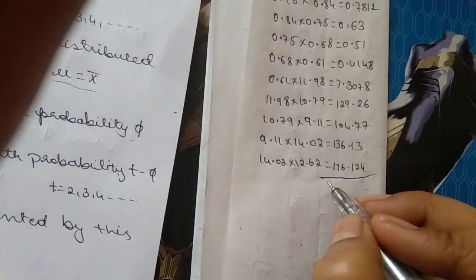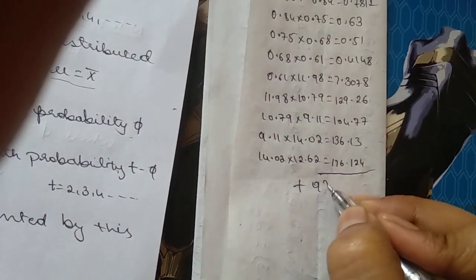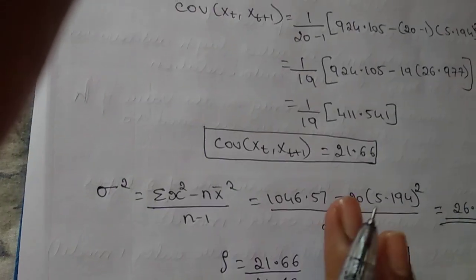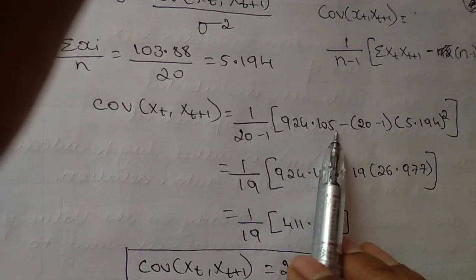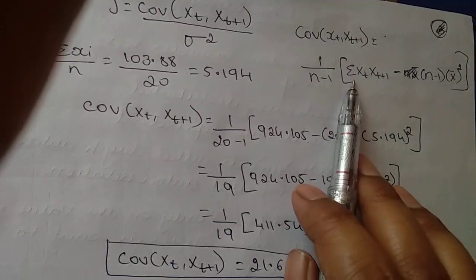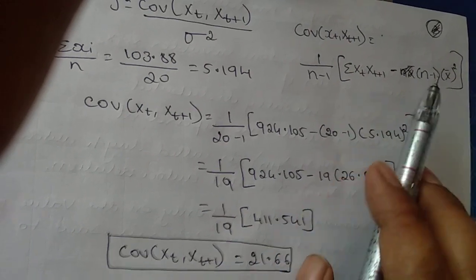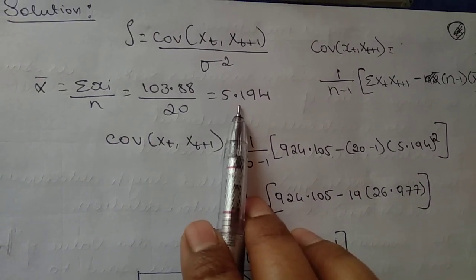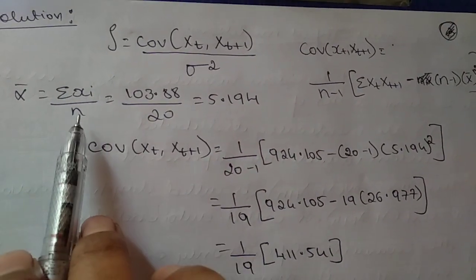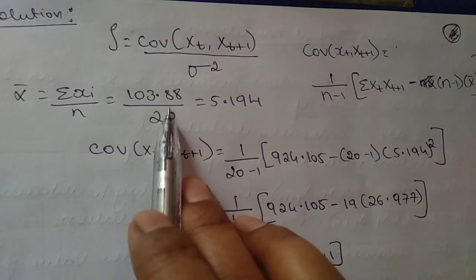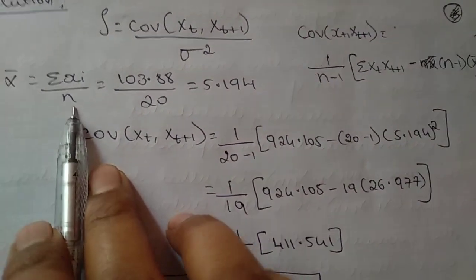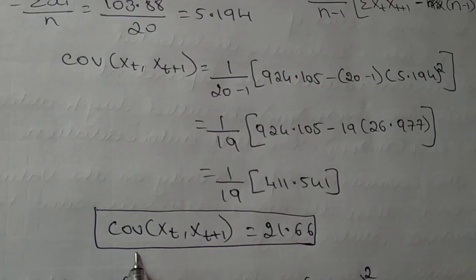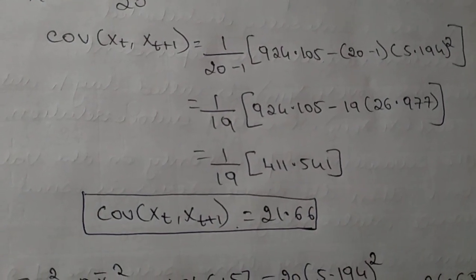Then if you sum all these things, you will get 924.105. I have to update this over here. This is how you will calculate summation xt plus 1 minus x bar, divided by n minus 1, it is 20 minus 1. x bar we have already calculated over here. You know, summation xi divided by n, all the numbers added divided by the total number of numbers. So if you calculate, the covariance of xt plus 1 value, I'll get it as 21.66.